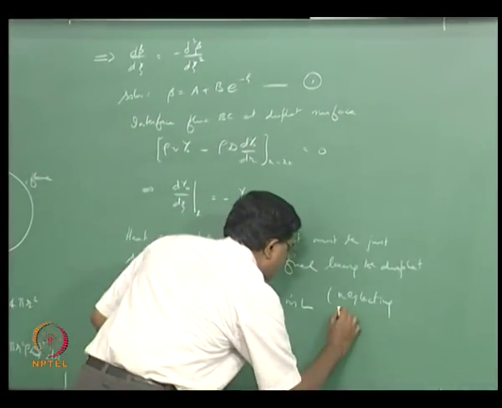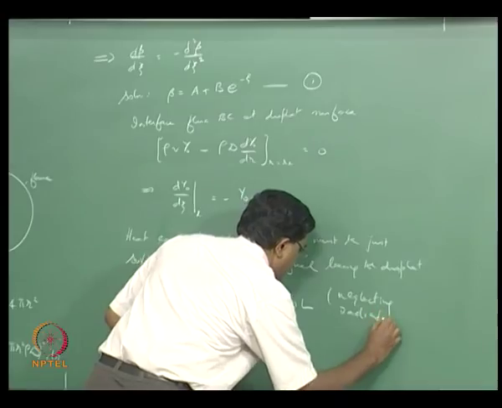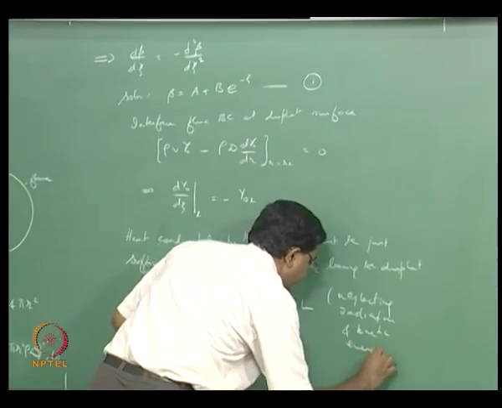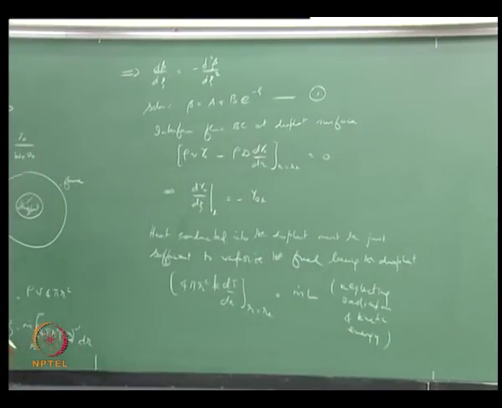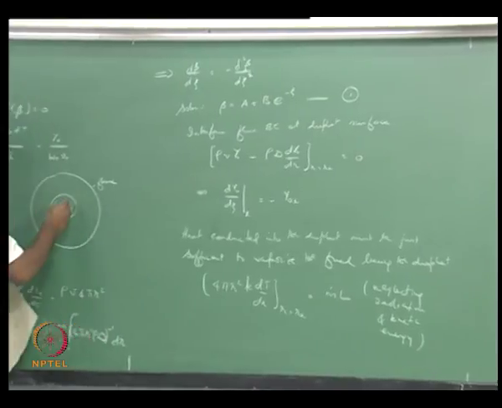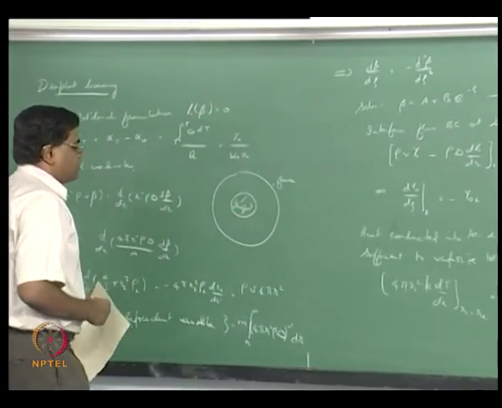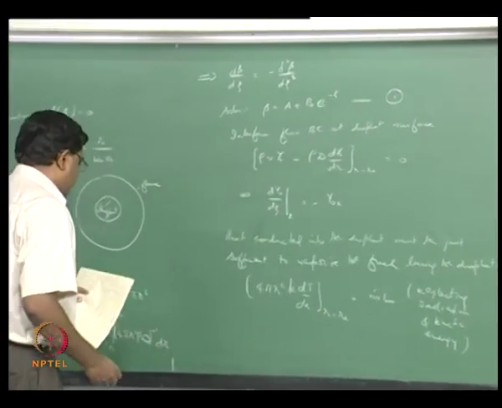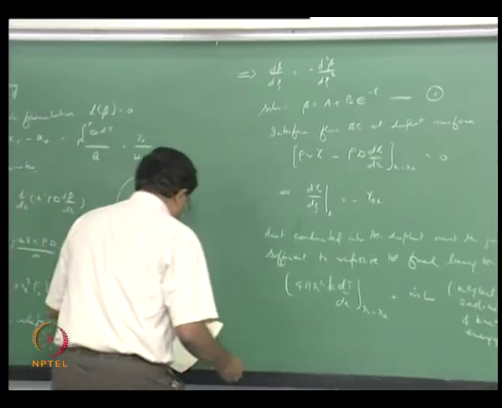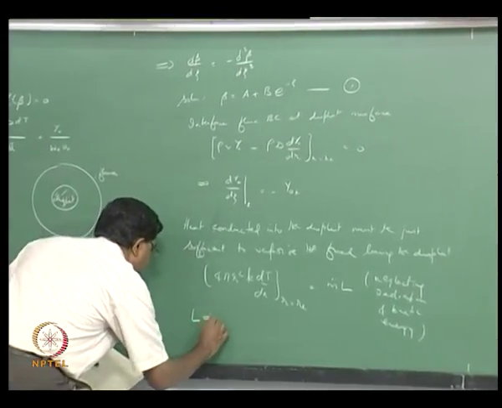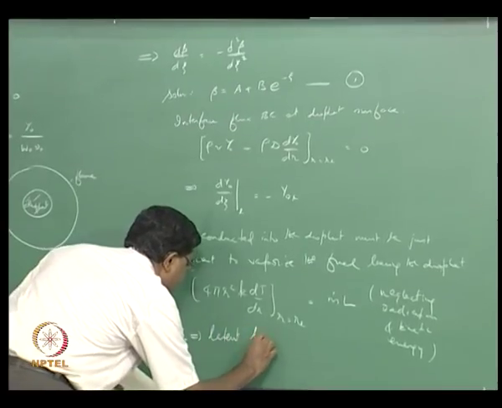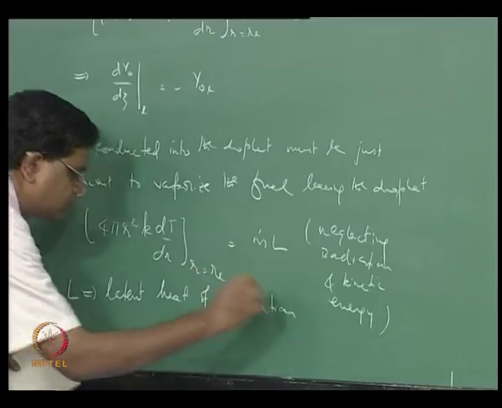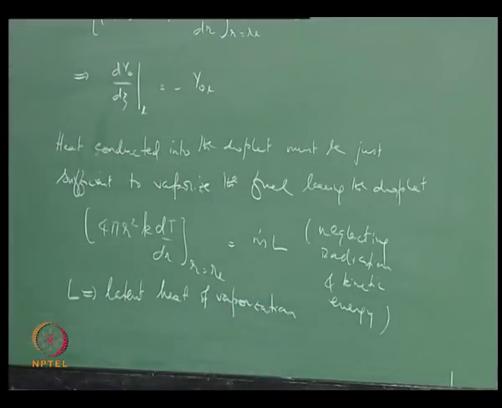So neglecting radiation and kinetic energy, we are not worrying about the little kinetic energy that the vapors coming out at a certain velocity because of the droplet regression will have. That is significantly small, so it is reasonably okay to neglect it. Now L of course is the latent heat of vaporization, per unit mass of the fuel.